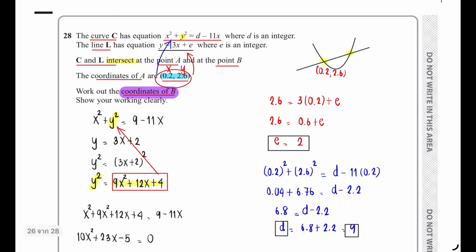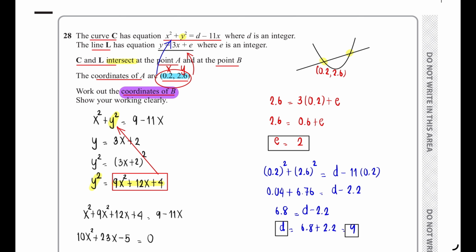Question 28. The curve C has equation x squared plus y squared equal to d minus 11x, where d is an integer. The line L has equation y equal to 3x plus e, where e is an integer. C and L intersect at the point A and point B. The coordinates of A are 0.2 and 2.6. Work out the coordinates of B.